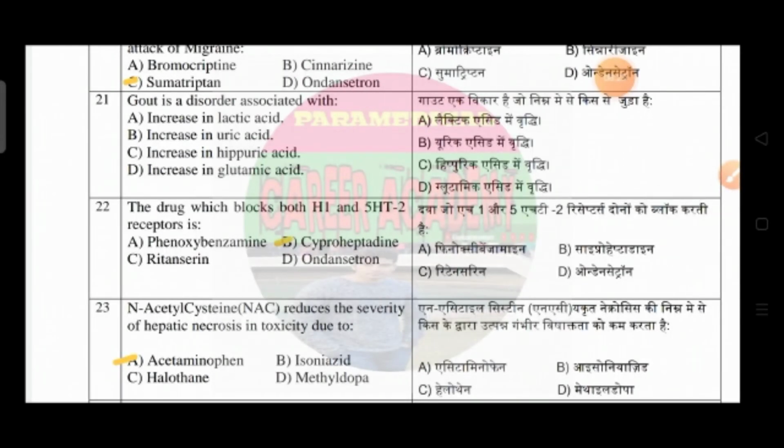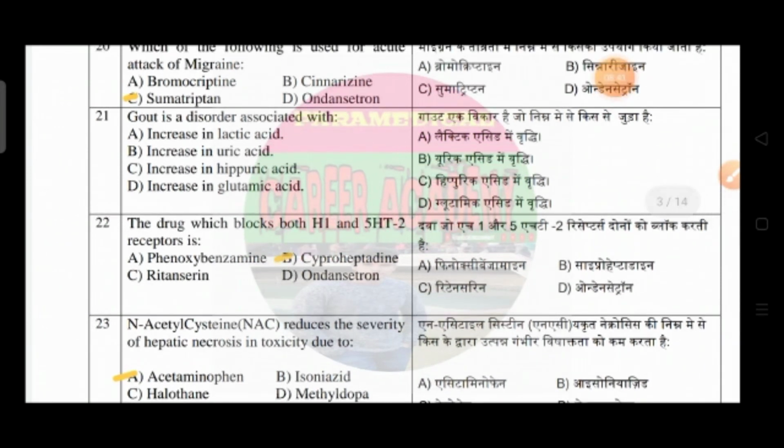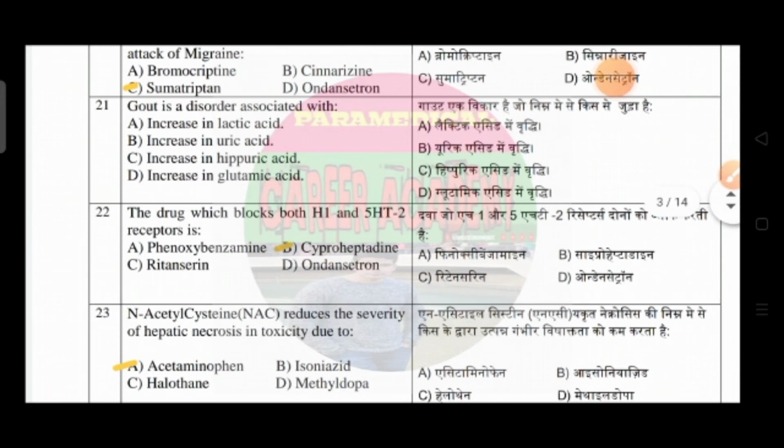Question number 21: Gout is a disorder associated with? Option A increase in lactic acid, option B increase in uric acid, option C is increase in hippuric acid and option D is increase in glutamic acid. So the correct answer is option B, that is increase in uric acid.